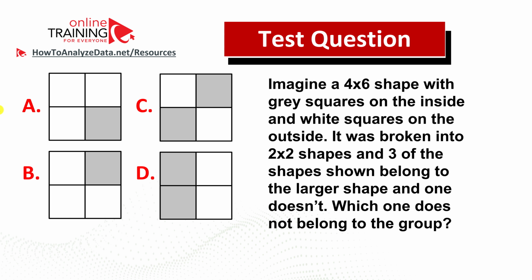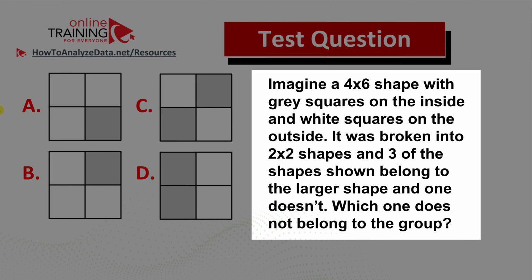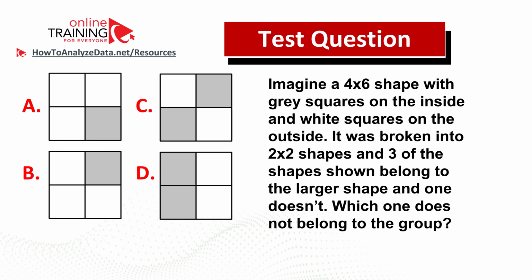Here's the tricky IQ and aptitude test question you might frequently see on the test. Imagine a 4x6 shape with gray squares on the inside and white squares on the outside. It was broken into 2x2 shapes, and 3 of the shapes shown belong to the larger shape and 1 doesn't. Which one does not belong to the group? Do you think you know the answer?